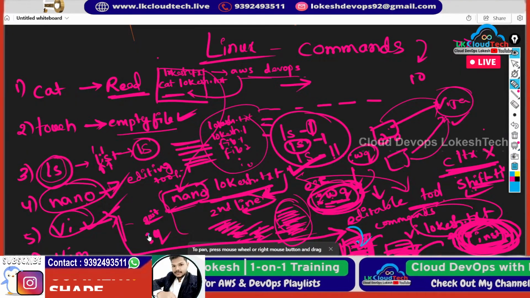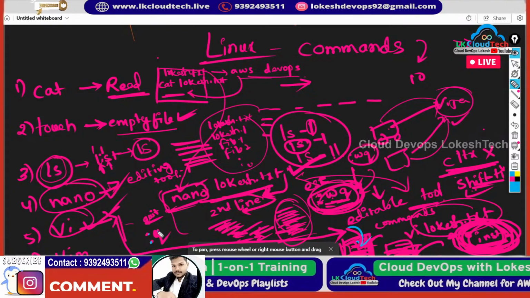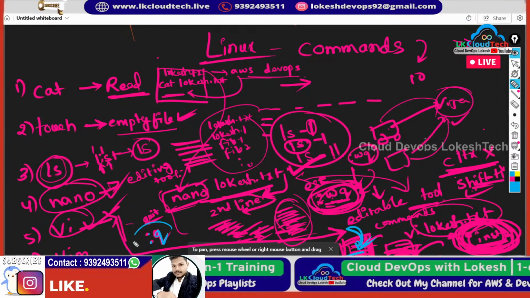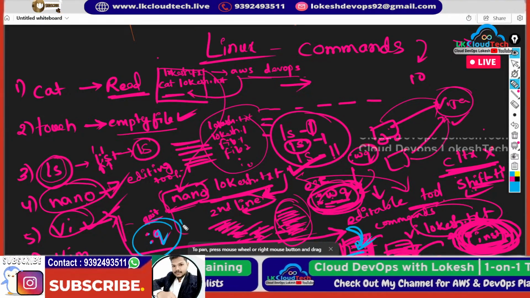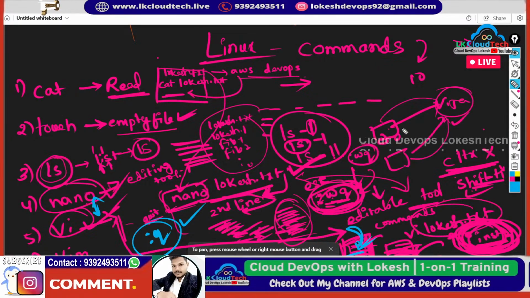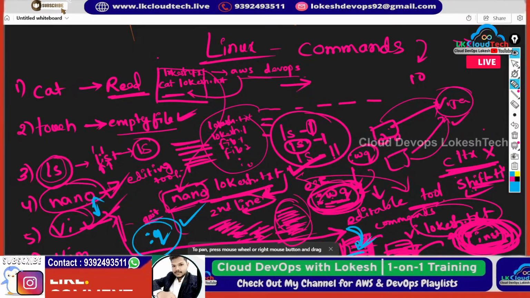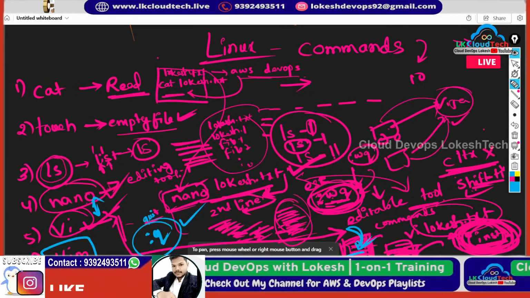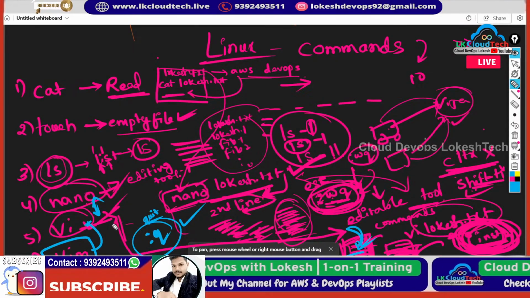Then you simply press escape, colon Q. It will quit without saving anything. So that is the difference between Nano and VI. And Vim is also for the same purpose. You have to use the same commands using Vim.